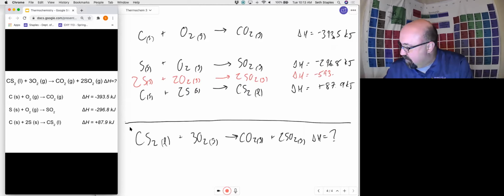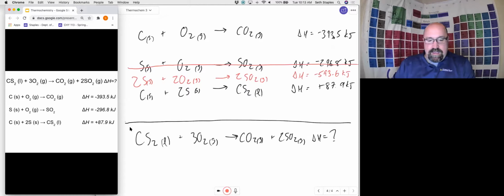It's negative 593.6. And so then let's go ahead and just cross this one right out. And then if I look at our last given equation, the thing that stands out to me right away is that I have CS2 as a product, but I'm going to need CS2 as a reactant in my target equation. So let's go ahead and just flip this.